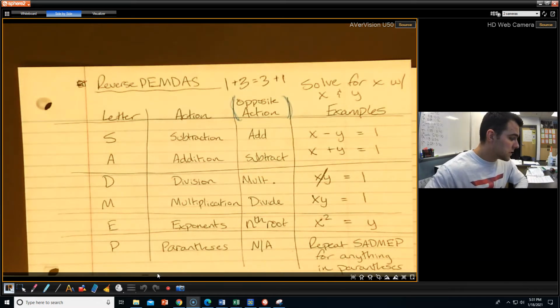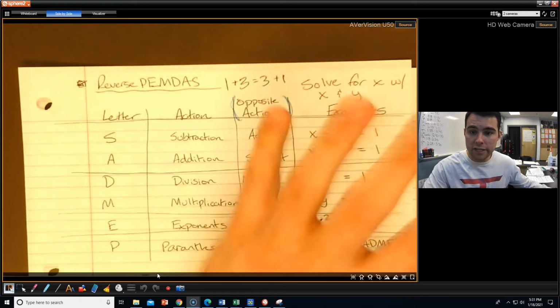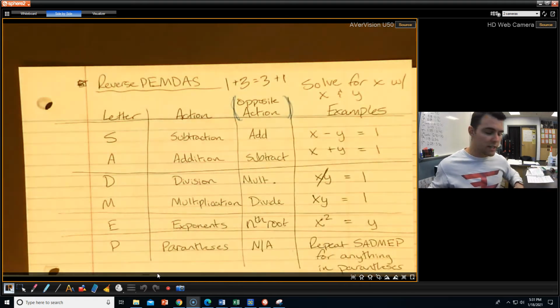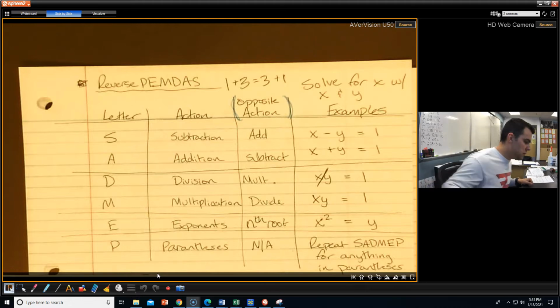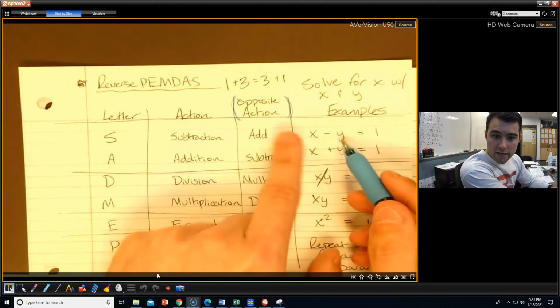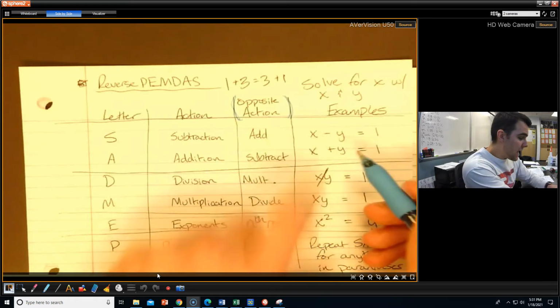Okay? So here are some examples. We are going to solve for x, using x and y. So we're going to get x by itself. Okay? So let's see what we do first. If I have something that's being subtracted, again, the opposite is to add. So we're going to add y.